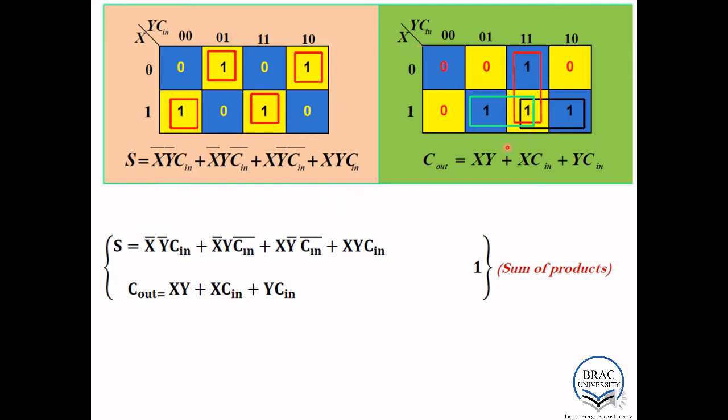Similarly for carry, you will get this kind of K-map. Here you will get 3 groups. This is one group, another group, another group. So you'll get 3 product terms, and this is your carry. So finally this is your full adder sum and carry equation.